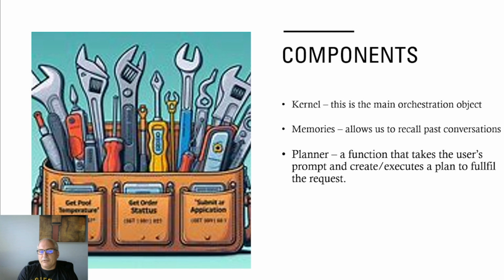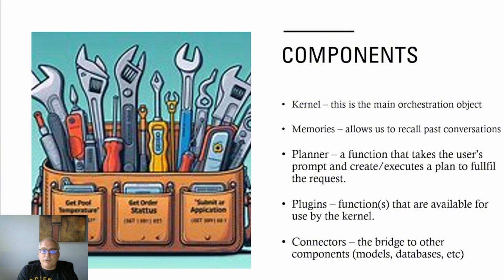Now I'm going to show you the difference between the kernel and the OpenAI Assistant. Plugins. We're going to see that in the demo as well. Again, that's bringing your own code and injecting it into the kernel for potential use. But you might have code or other applications in your environment that you could reference as an endpoint, which would be a little bit different. And connectors. It's the bridge to other components, models, databases, etc. A common one, if you've been coding these, is to set up the connection to your OpenAI completion or chat endpoints.